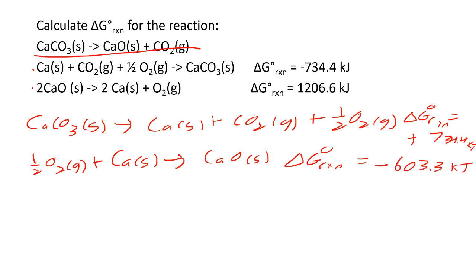Because I reversed the reaction, I changed the sign from positive to negative. And when I halved it, I had to halve the delta G as well. And if I had doubled it, I would double the delta G. Tripled it, triple the delta G.